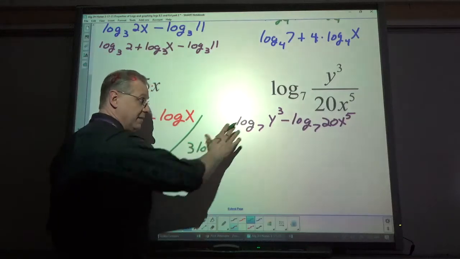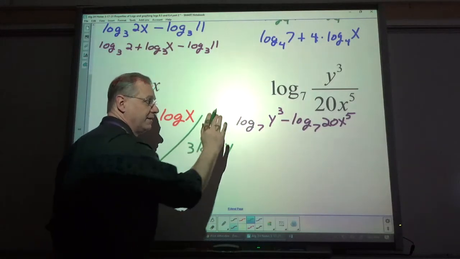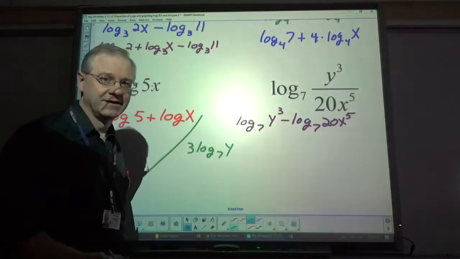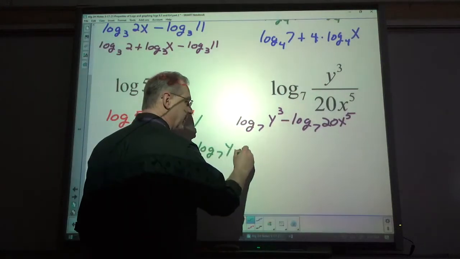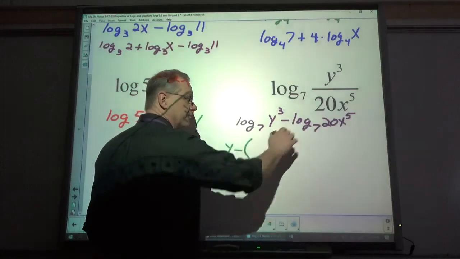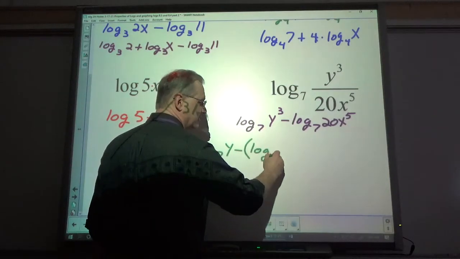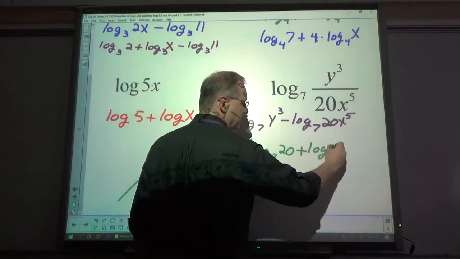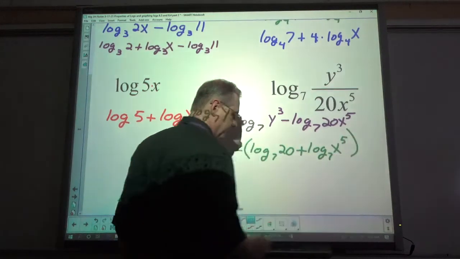That's done. That part, can't do any more with. This minus is applying to this whole thing. It's very tricky. So minus parentheses. Now I'm going to break this apart. Log base 7, 20 plus log base 7 x to the 5th.